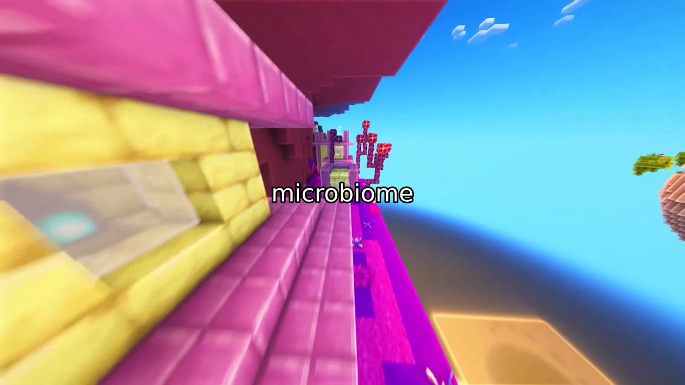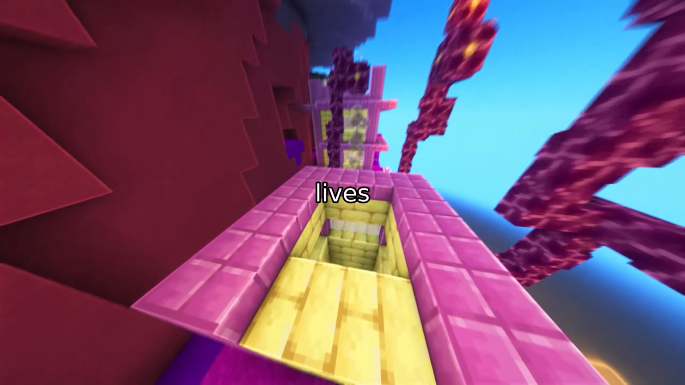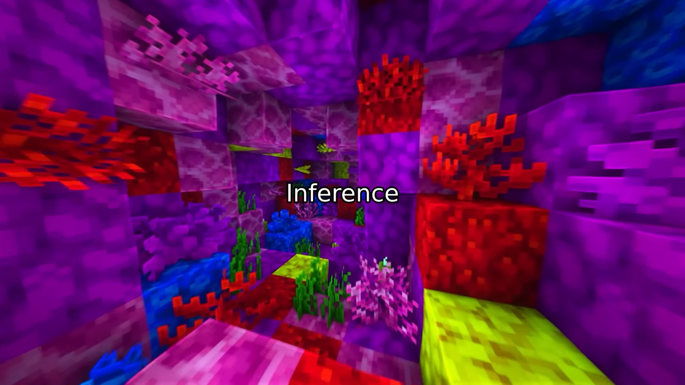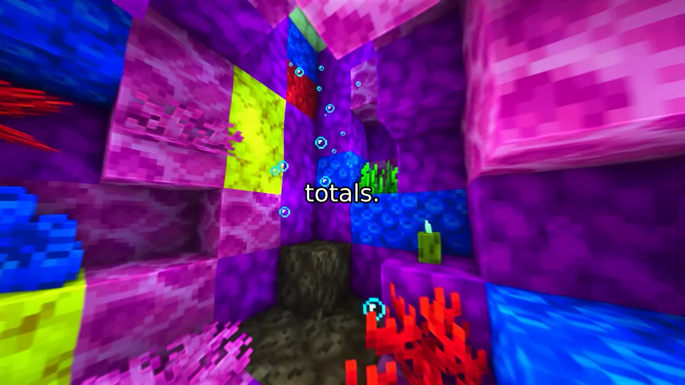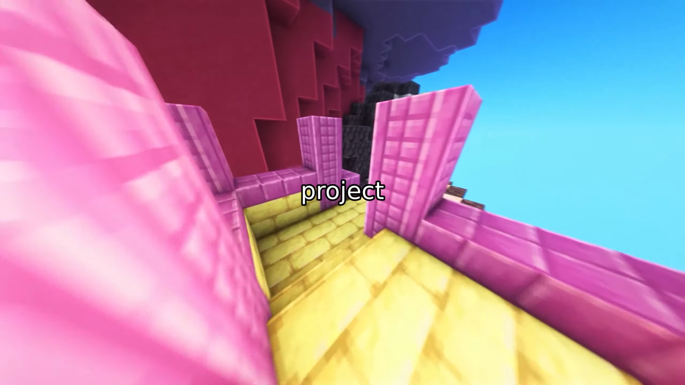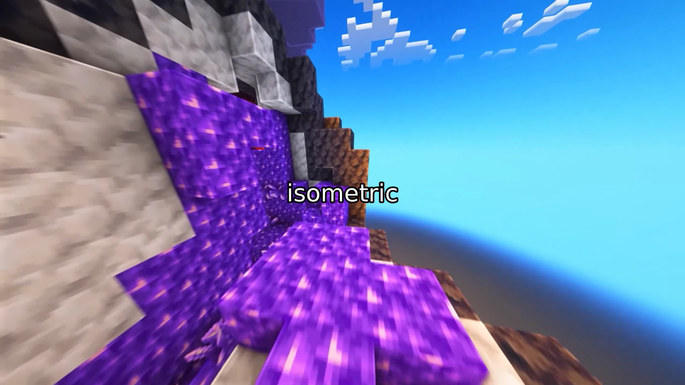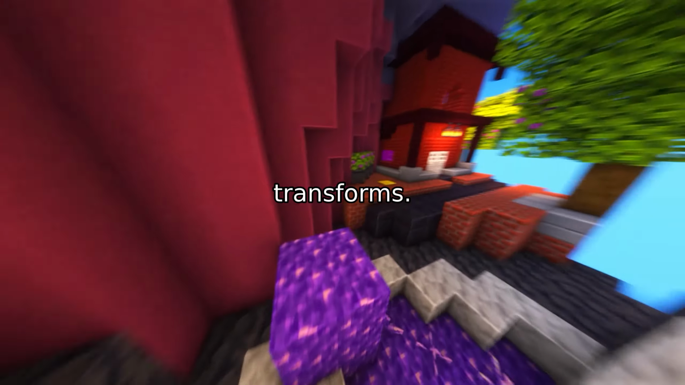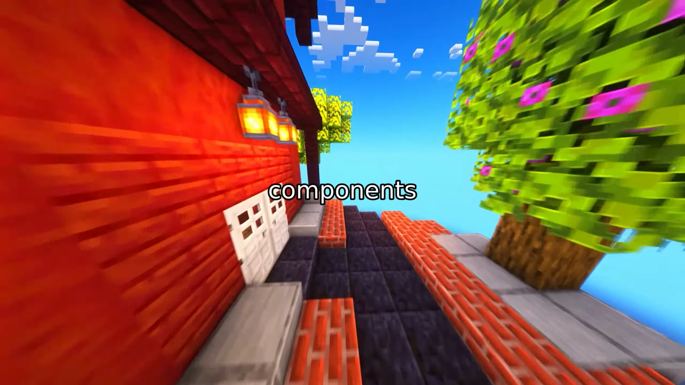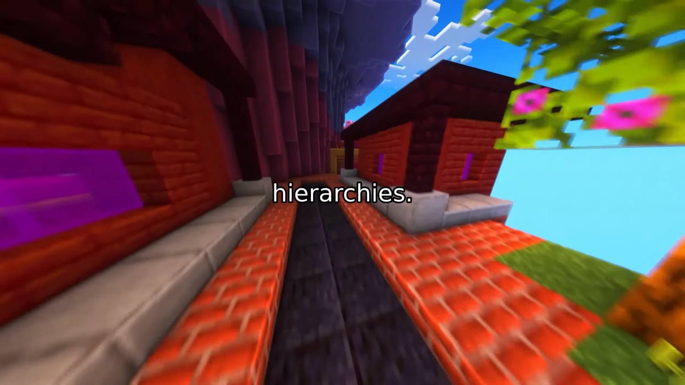Compositional data, like microbiome profiles or cell type proportions, lives on the simplex. Inference depends only on ratios, not absolute totals. To analyze this, we project data into the tangent space using isometric log-ratio, or ILR, transforms. But standard ILR treats components symmetrically, ignoring domain hierarchies.